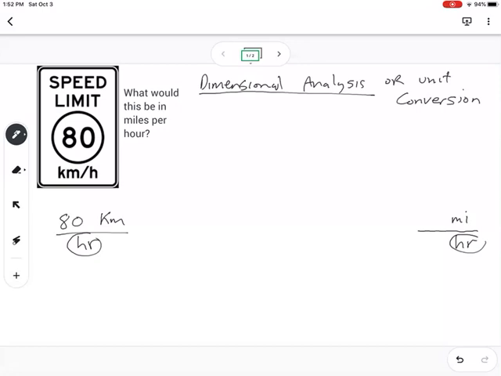And in order to do this, we need to know some sort of unit equivalences. So if we happen to know how many kilometers equal how many miles, well, we can figure that out. So I'm going to Google that right now on my computer. Kilometers in a mile. And I see that there are 1.61 kilometers equals 1 mile. So this is an equivalency.